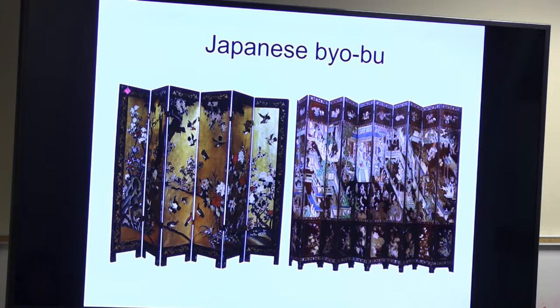They're hinged and multi-paneled. They're about this tall. And in the traditional Japanese byobu, a lot of the representations are garden or landscape scenes, like we see on the left.